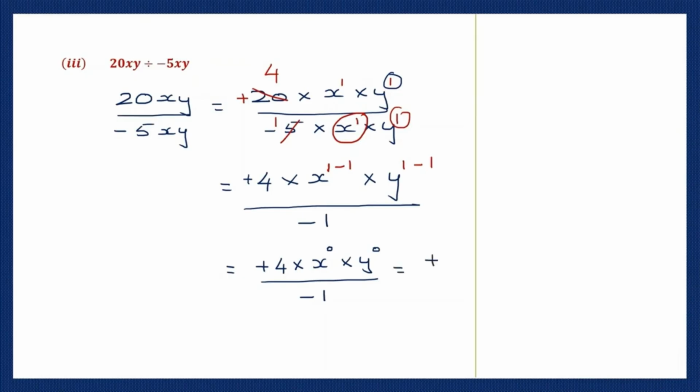Now it is plus 4 into 1 by minus 1, which is plus 4, because 4 ones are 4, 4 ones are 4 by minus 1. So my final answer here, 4 by 1 will be 1, isn't it? So 4 by minus 1 will be minus 4. So the final answer is minus 4.